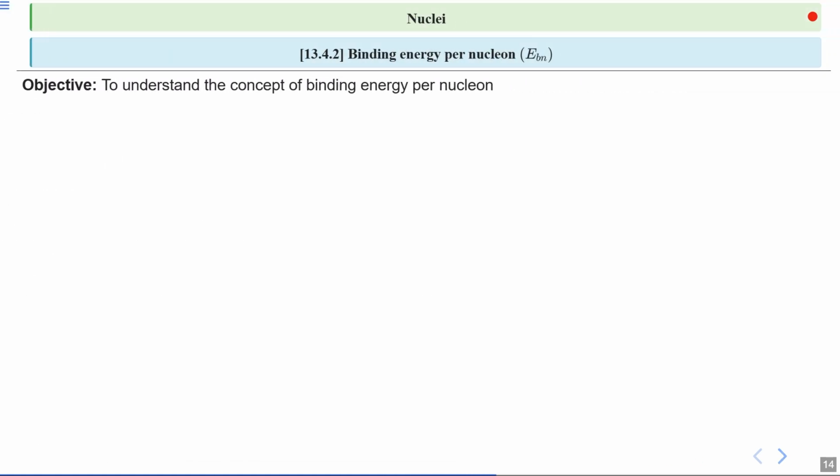Now let's understand the concept of binding energy per nucleon. Binding energy per nucleon is a measure of how stable a nucleus is. In other words, it tells us how strongly the protons and neutrons are held together inside the nucleus. The higher this value, the more stable the nucleus tends to be.